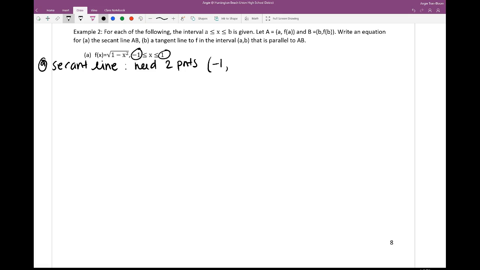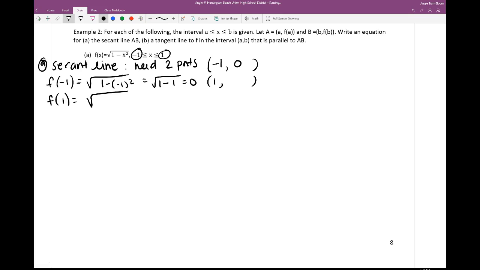So the first one is -1, comma, we'll find f of -1, let's plug it in. Here we go, 1 minus -1 squared. Sorry, it's the square root of 1 minus -1 squared, which is 1 minus 1, so this is going to give me 0. So that's my first point. My second point is going to be 1, comma, let's find that, f of 1. Would you agree that it's the same thing, right? It's going to be 1 minus 1 squared, which is 0. So that's again 0. So now you have 2 points, but what else do you need?